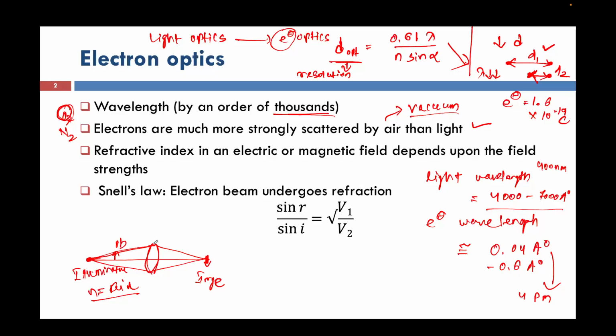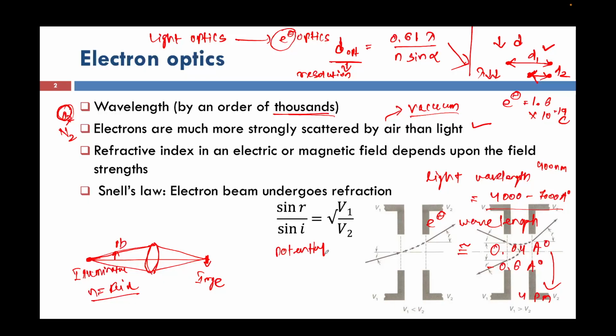Based on this concept, Snell's law has been given, where the electron beam, instead of light, undergoes refraction, and the refraction formula is given by sin r by sin i is equal to square root of v1 by v2. So here v1 and v2 are not velocities, they are potentials, right? So here, okay, I have written all these things.